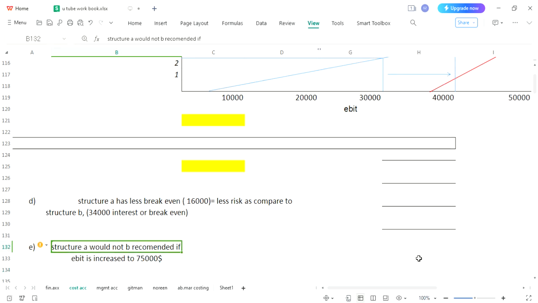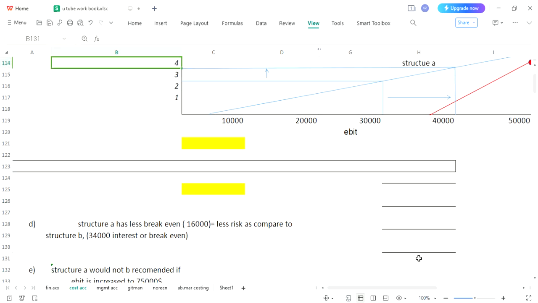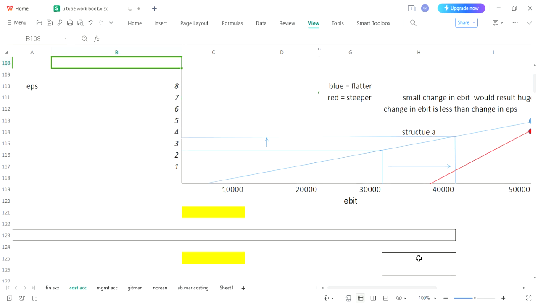The answer is very simple, just two lines, but I'm requesting you to please understand it. Structure A is showing a flatter type of curve, which is showing that a huge change in EBIT is needed to get a very small change in EPS. EPS is a favorable matter for shareholders, so they will never prefer a structure where you need a lot of earning to get a smaller EPS change. So structure A would not be recommended.